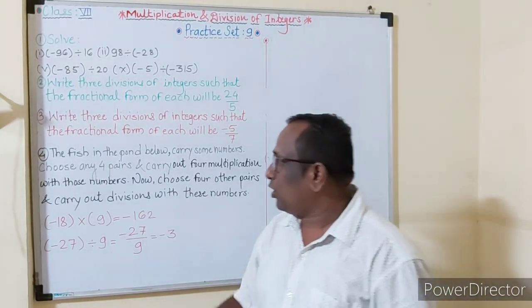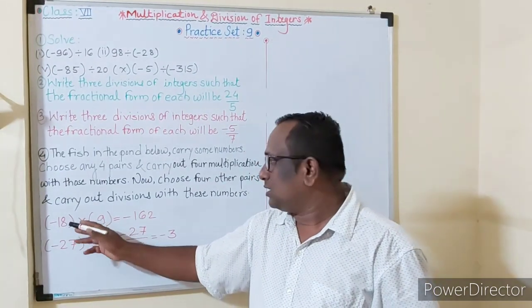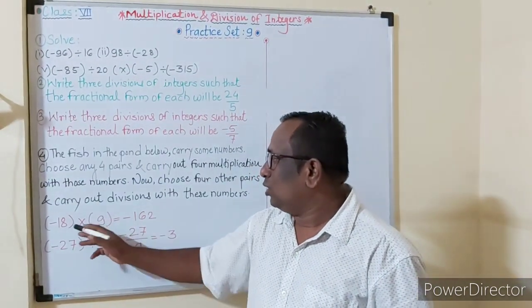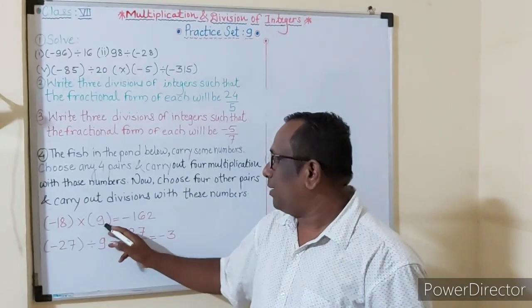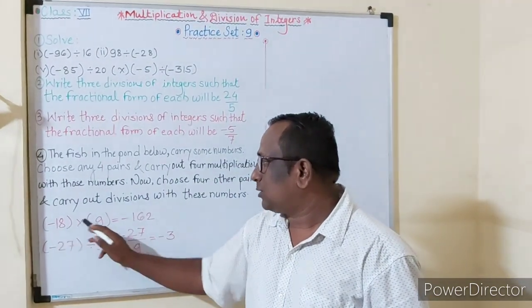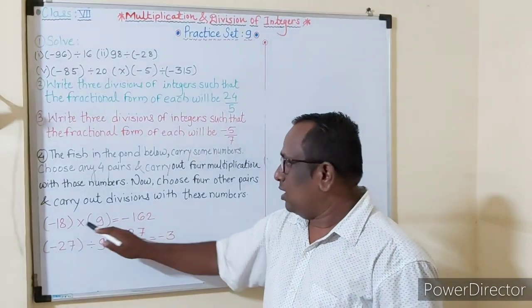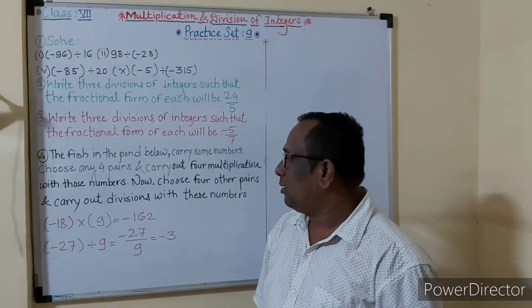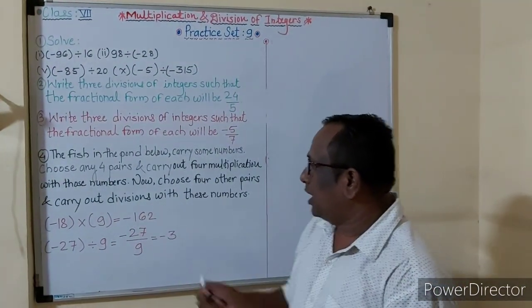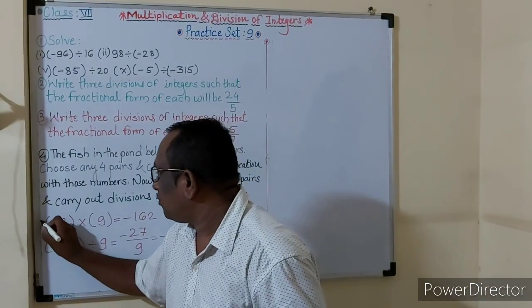Okay, just for your information, there is minus 18 and 9. So I choose minus 18 multiply by 9. We know minus times plus, the answer is always minus. 18 9s are 162. Minus times plus, so I gave the minus sign here. Okay, this is the first one.